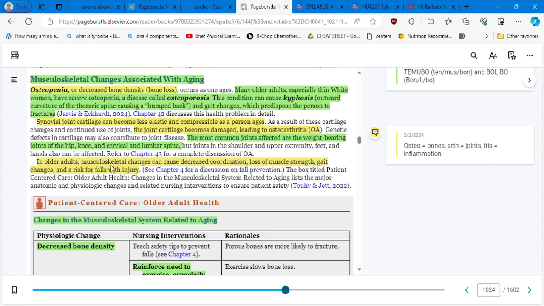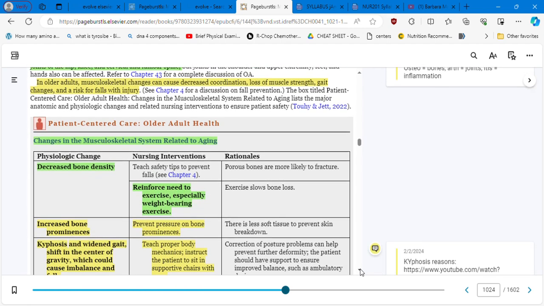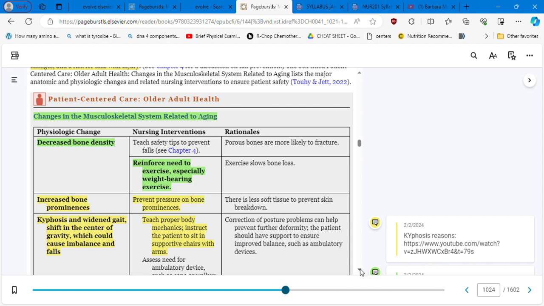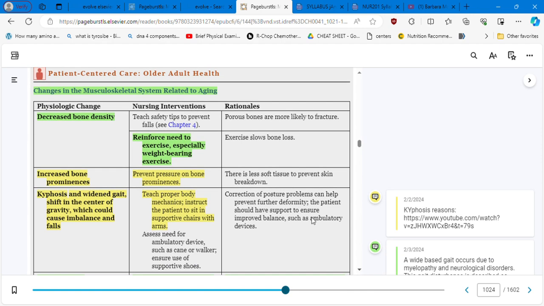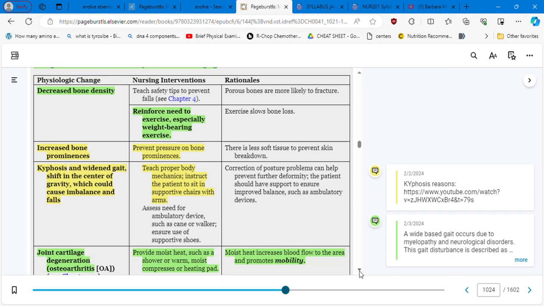In older adults, musculoskeletal changes can cause decreased coordination, loss of muscle strength, gait changes, and a risk for falls with injury. Okay, so let's review these changes in the musculoskeletal system related to aging. We have decreased bone density. We spoke about that after 35. We need to reinforce the need to exercise, especially weight-bearing exercise, and it's going to slow the bone loss. Okay, these are the rationales all the way on the right.